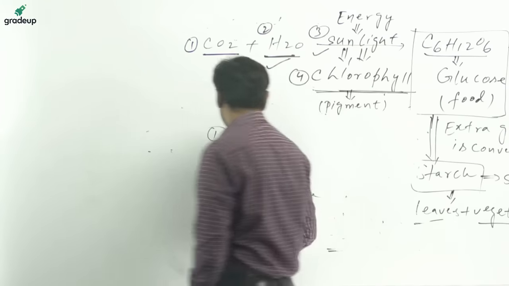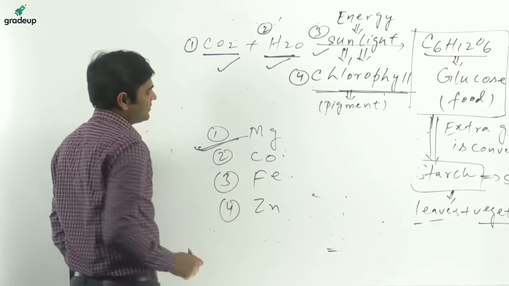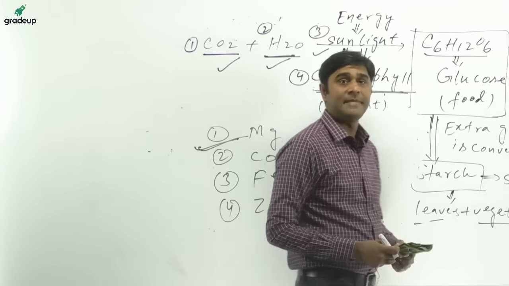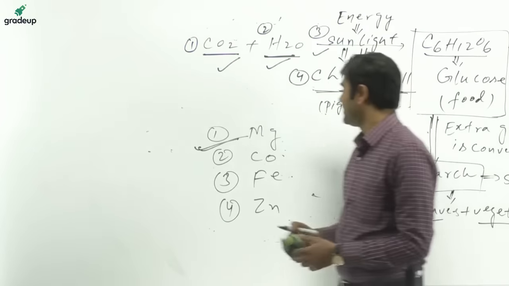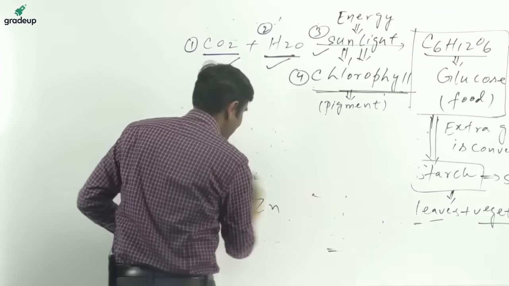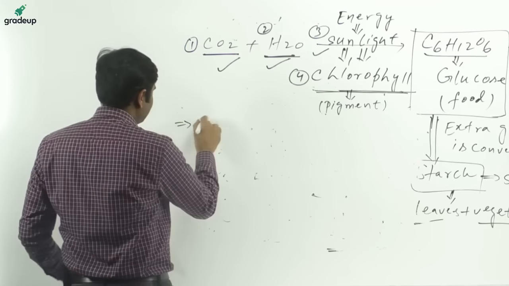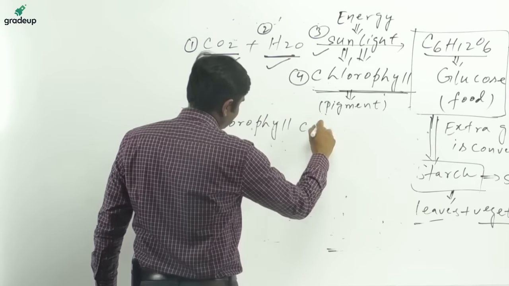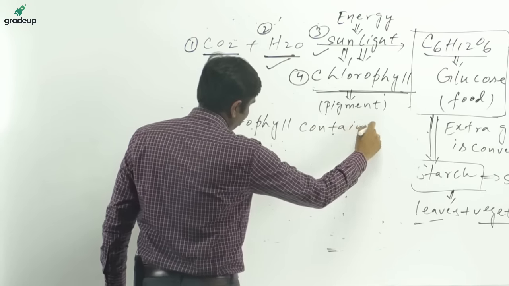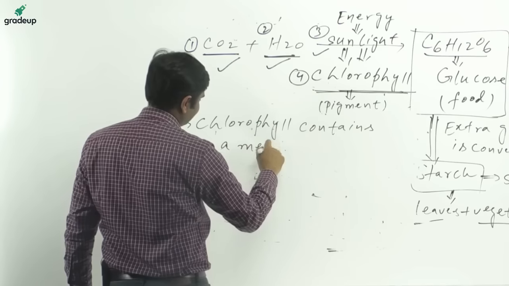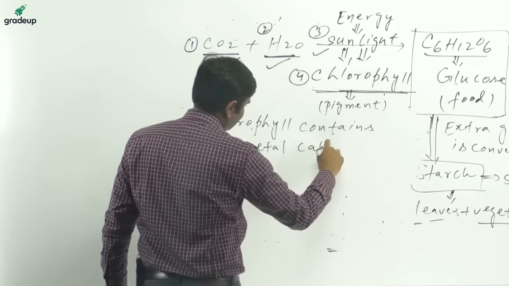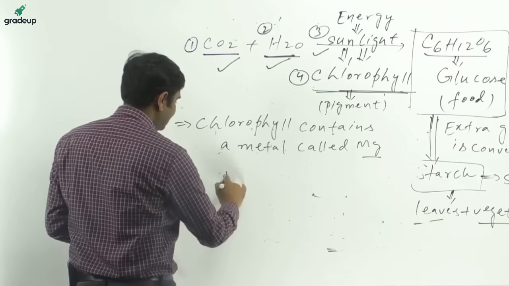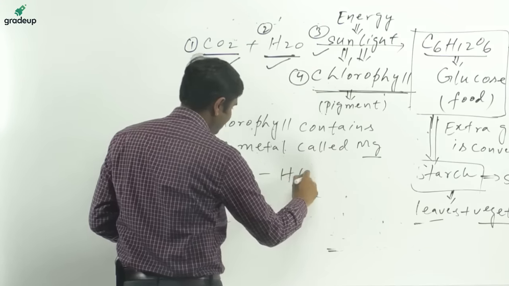So the right option is magnesium. Chlorophyll contains a metal called magnesium. Iron is present in hemoglobin.